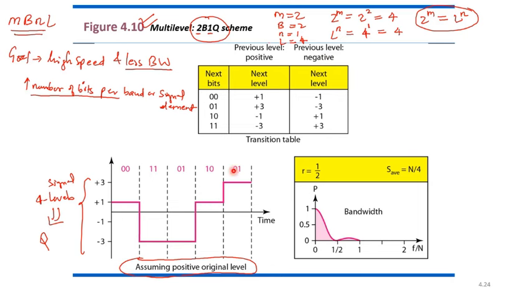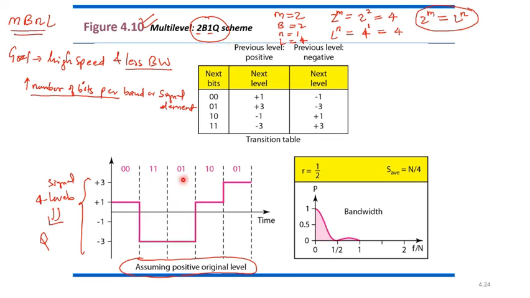At this level, we need to encode 01. 01 can be either +3 or -3, and that will be decided based on the previous level. The previous level is positive, because 10 was coded by +1. If it is positive, 01 will be encoded with +3. So that's why 01 will be encoded by the +3 level. This is how the multi-level 2B1Q scheme is basically used.